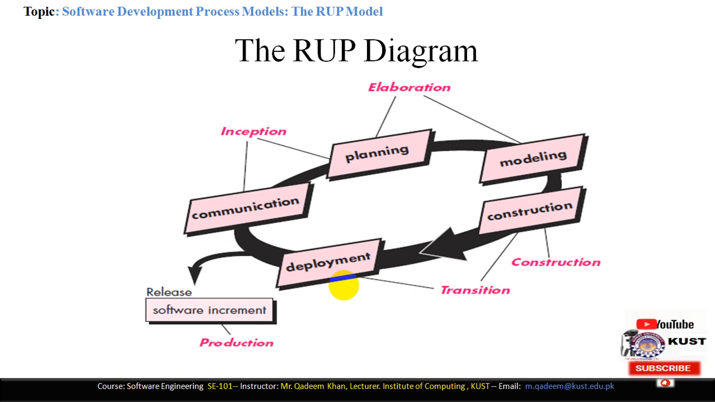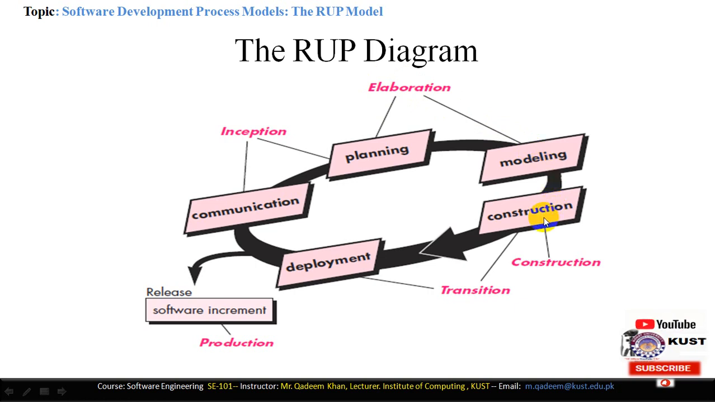Now this is the RUP model diagrammatical representation. First of all, we have the inception phase. Inception phase is concerned with the communication and planning, in which we will identify the business goal of the system. Then we have the elaboration phase. Elaboration phase is concerned with the planning and modeling phase, in which we will define the understanding about the problem and also the domain of the project. And here we will develop different models of the system using the UML.